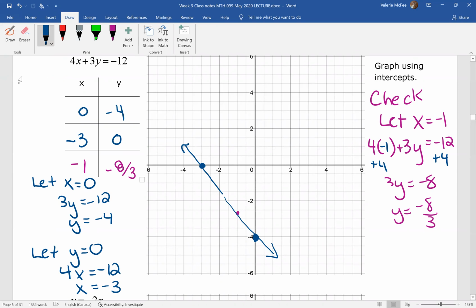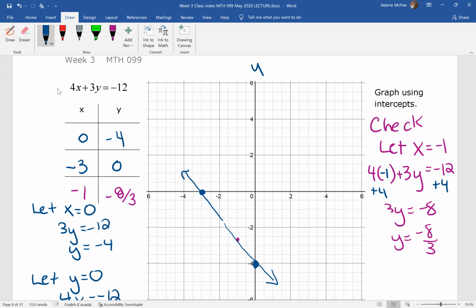Oh, I've been forgetting to label my X and my Y axis. It is a good habit to remember. Your calculus professor might find that very important.